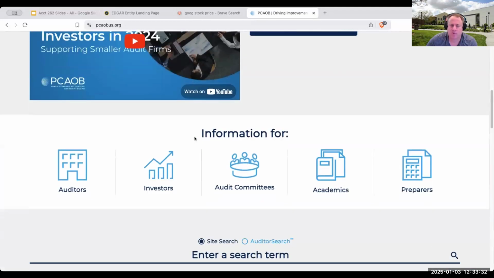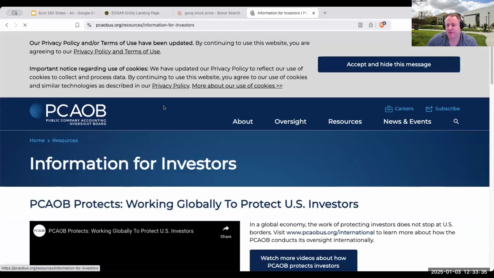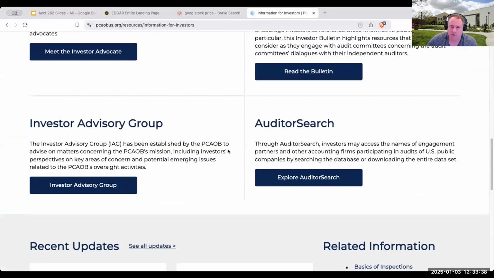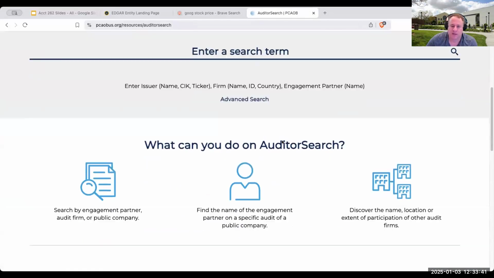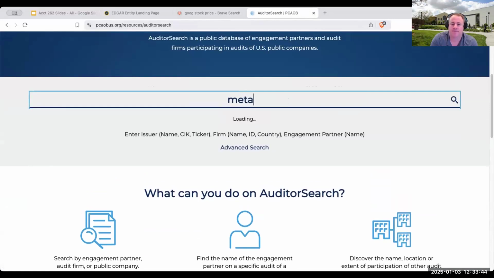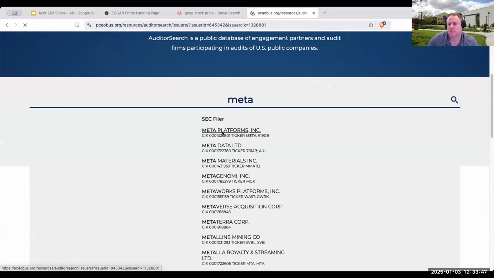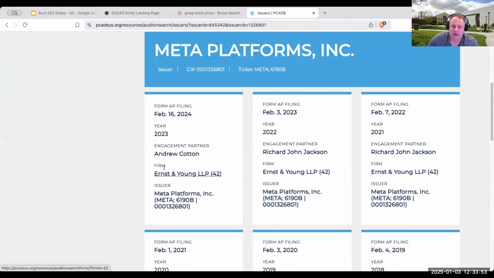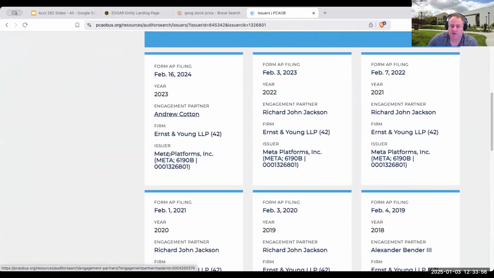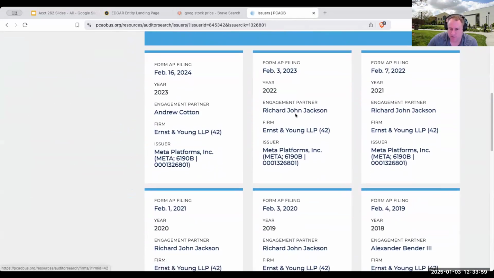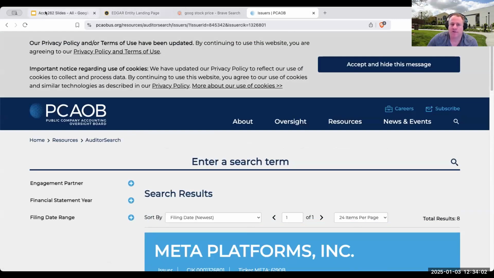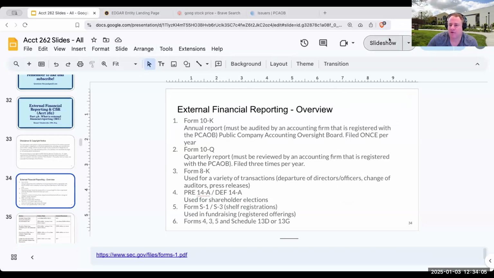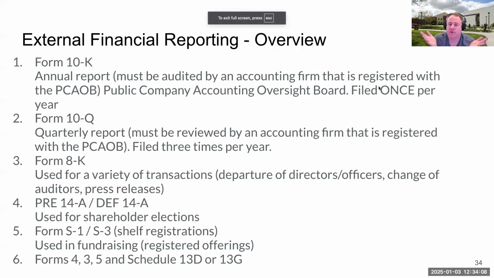This is basically where you can find out, as an investor, who is the auditor of a particular company. If I type in here Meta Platforms, I'm going to find out who is the auditor. It is Ernst and Young. And here is the engagement partner, and as you can see, they just rotated their partners. So again, when we look at the 10K, it has to be audited by an accounting firm that has to be registered with the PCAOB.